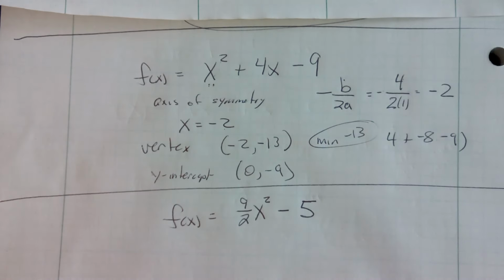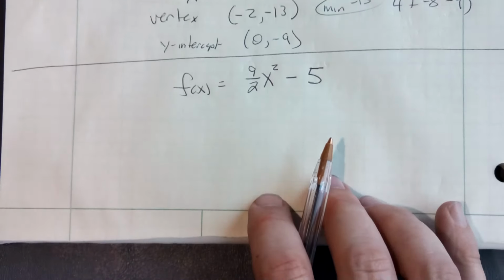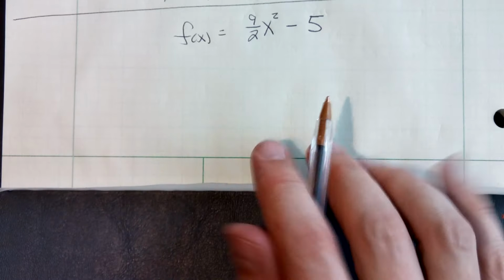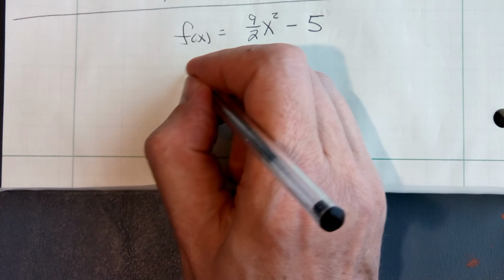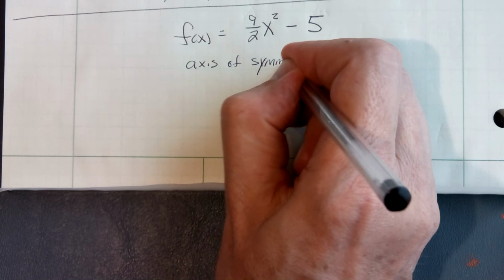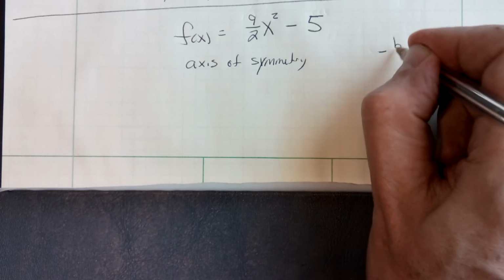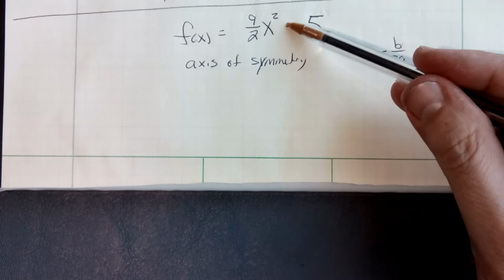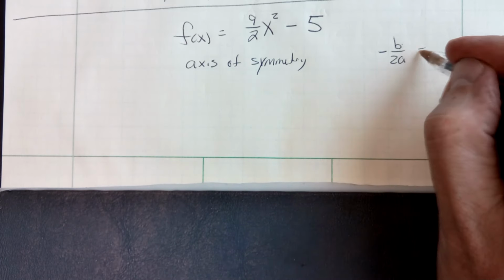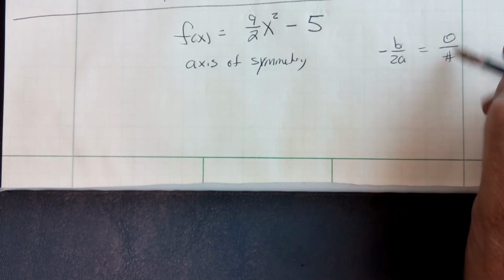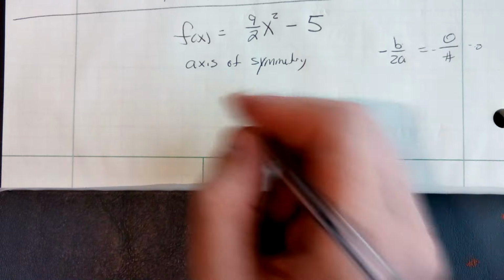Now, a lot of times they will give you a quadratic that's missing the middle term. Don't let that confuse you. I'm still going to find the axis of symmetry by doing a negative b over 2a. But guess what b is? If there's no middle term, b is 0. So it's 0 over 2 times this, but I don't care, some number. What's 0 divided by some number? It's 0. The axis of symmetry is x equals 0.